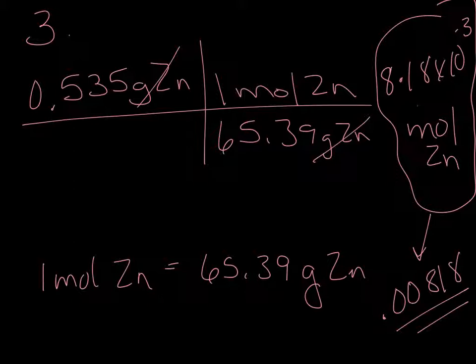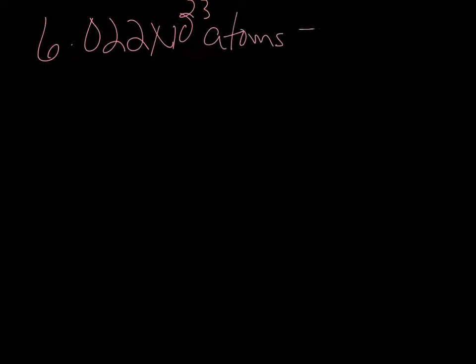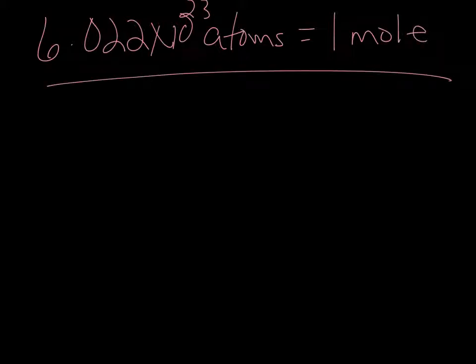Now the next set of problems is on page 82, and this is where we're going to convert moles to atoms. So we have to remember that there's 6.022 times 10 to the 23rd atoms in 1 mole. And that's of any substance, just like 12 is equal to 1 dozen.